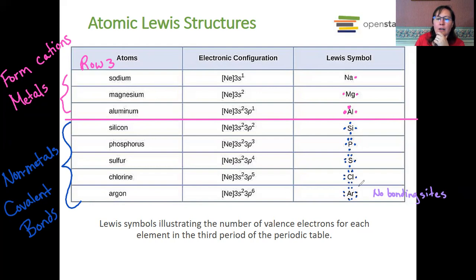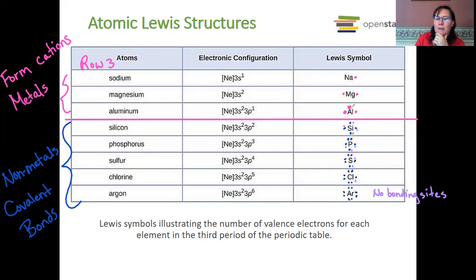Okay. Chlorine has 1 right here. Sulfur has 2 here and here. And everywhere I'm drawing a lavender dot is a place where we could bond. 1, 2, 3. 1, 2, 3, 4.